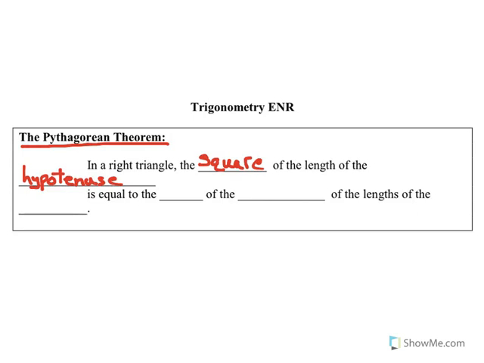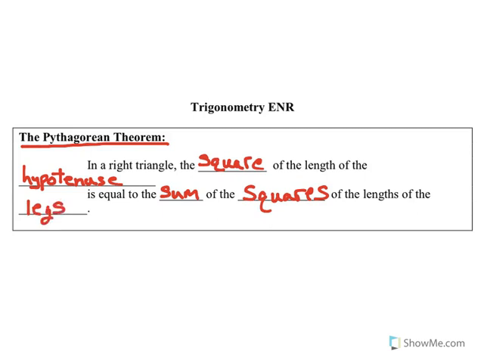So in a right triangle, the square of the length of the hypotenuse is equal to the sum of the squares of the lengths of the legs.